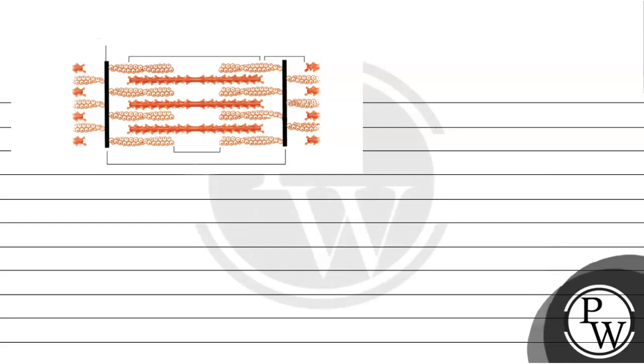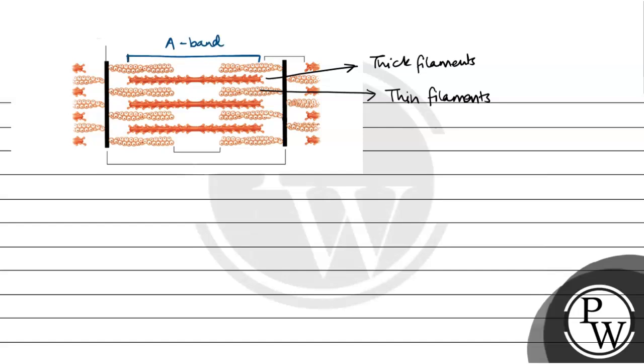Sarcomere, जहाँ पे these are the thick filaments which are made up of myosin and these are the thin filaments which are made up of actin. The region where both thick and thin filaments are present, which is from here to here, is called the A band. A band में both thick and thin filaments are present. मतलब दोनों actin और myosin present होते हैं.